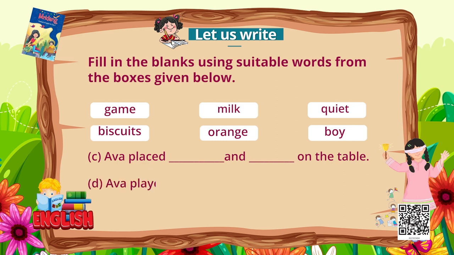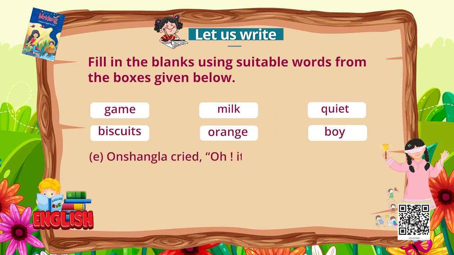Eva played a new dash with Onshangla. What did she play with the boy? Yes, Eva played a new game with Onshangla. Onshangla cried, "Oh, it is not water, it is dash juice." She drank juice, but what kind of juice was that? Yes, orange. So the right answer is orange juice.